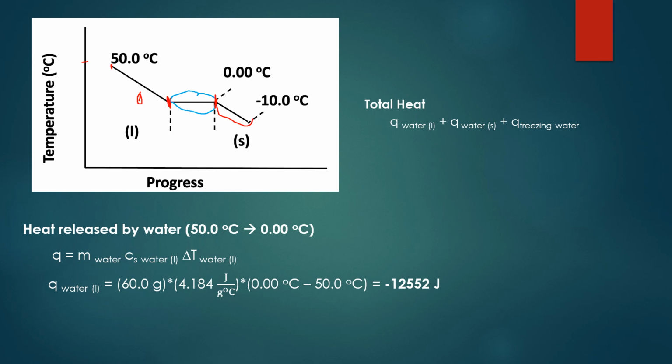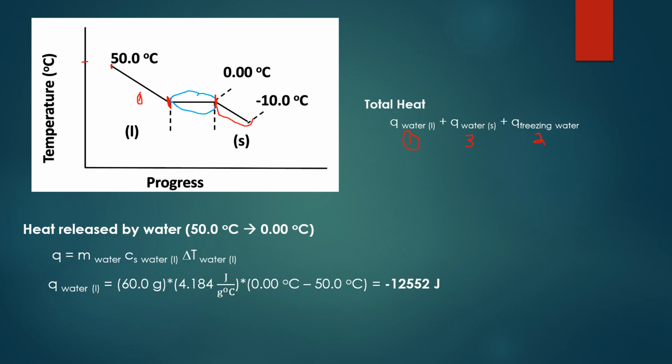So we have the first step with liquid water, the second step when the water is freezing, going from a liquid to a solid, and then the third step in which water is in a solid form and there's a temperature change because it's getting colder. So 3 different steps, and at the end we'll add all 3 of those values together.